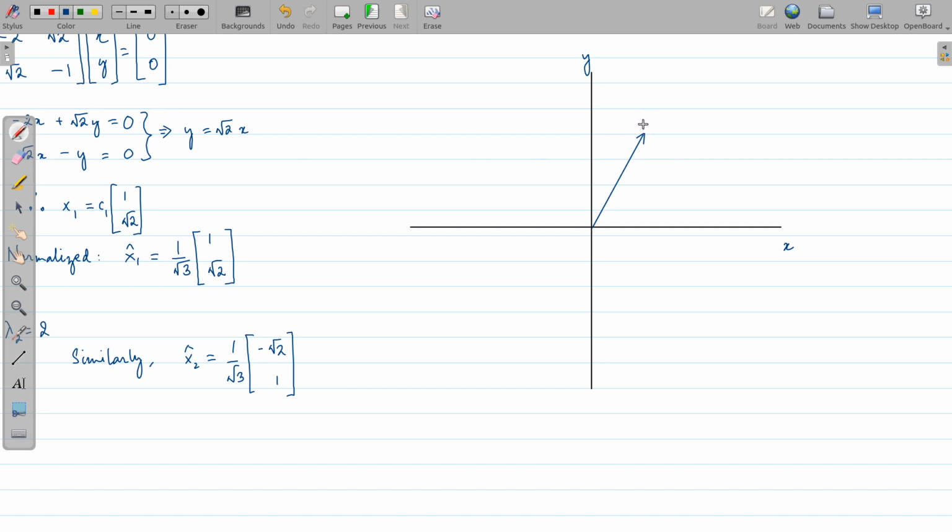So this is your x1 cap vector. The next is the x2 cap vector. X2 cap is along minus root 2, 1. So the x component is negative, and the y component is positive, so it must be in the second quadrant, like so. So this is your x2 cap vector. Once we get these two vectors, these two give us the principal axes. So this is the other axis.